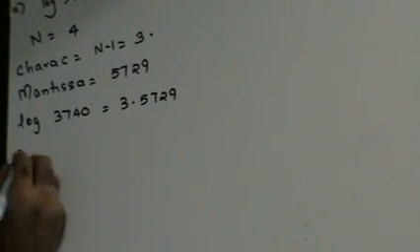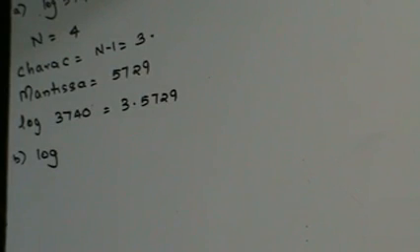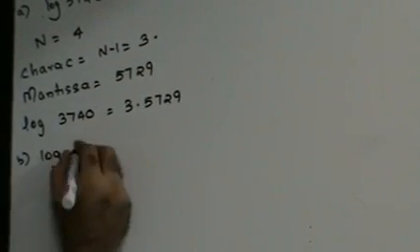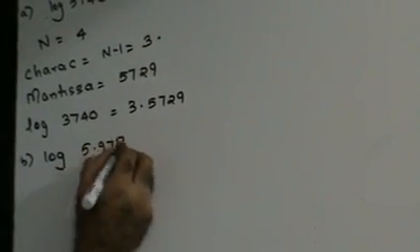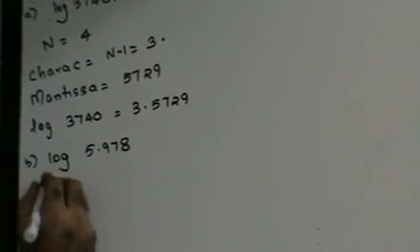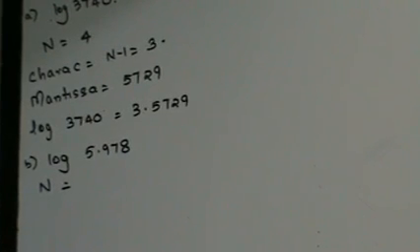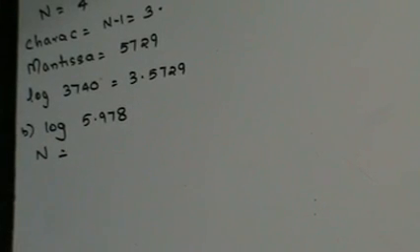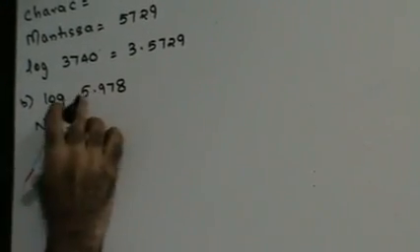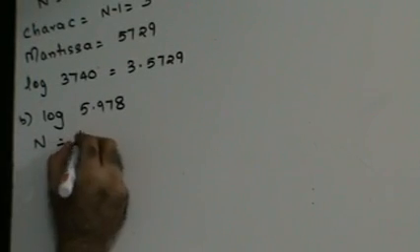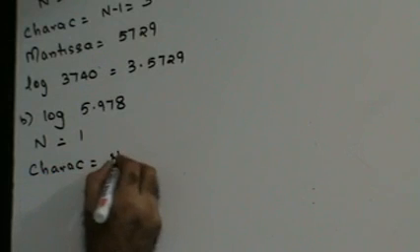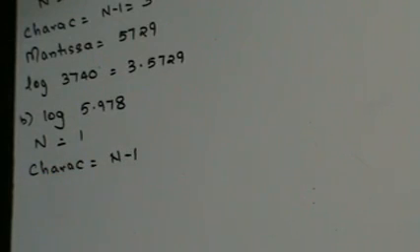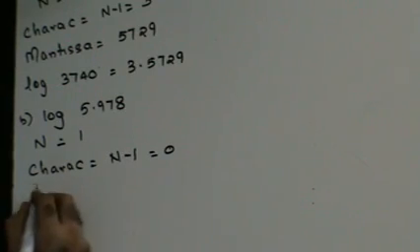Let's find out log of 5.978. This number is greater than 1. If the number is greater than 1, count the number of digits before the decimal. There is only 1 digit before the decimal, so n will be 1. Characteristic is given by the number of digits before the decimal minus 1. 1 minus 1, 0.